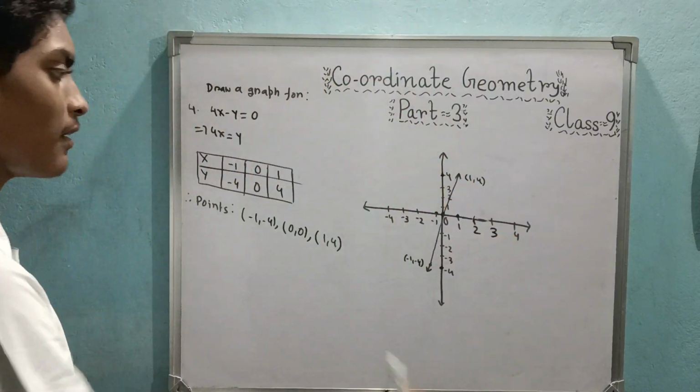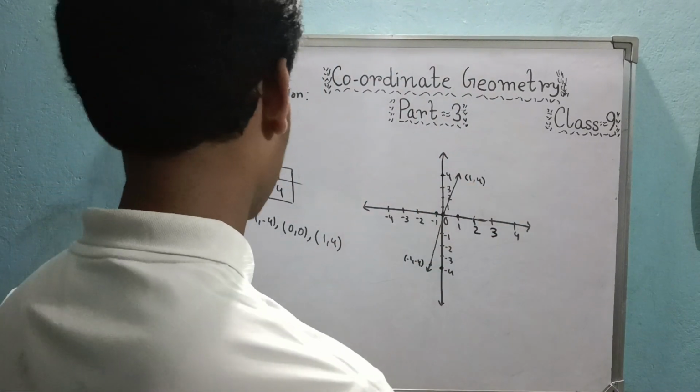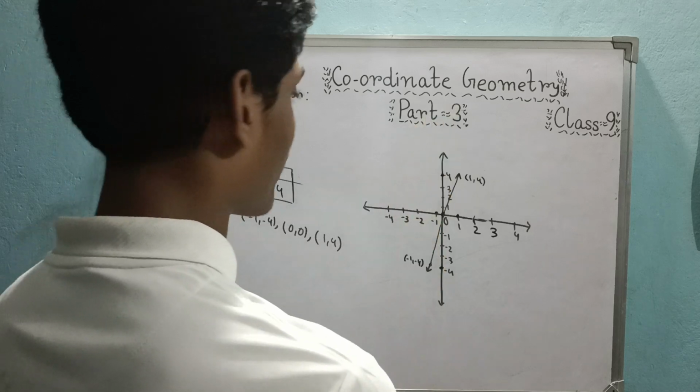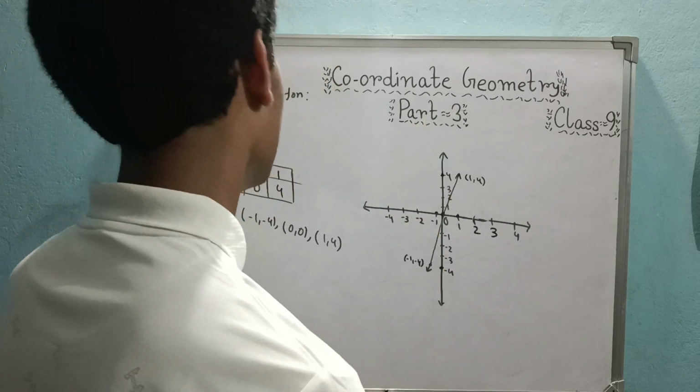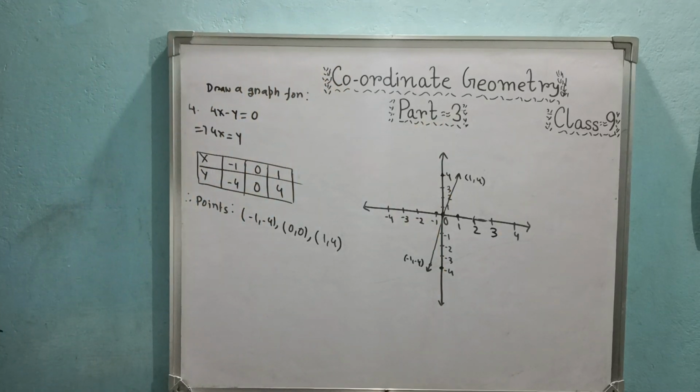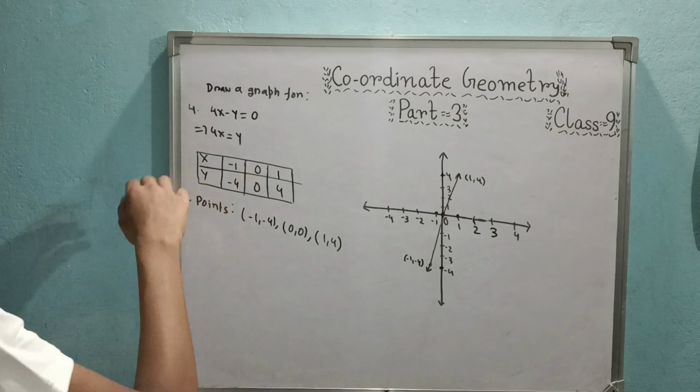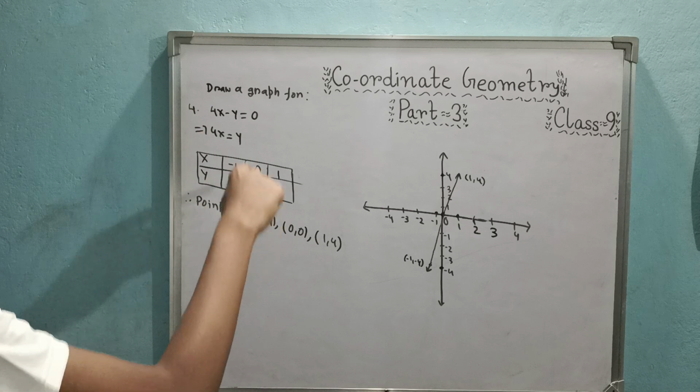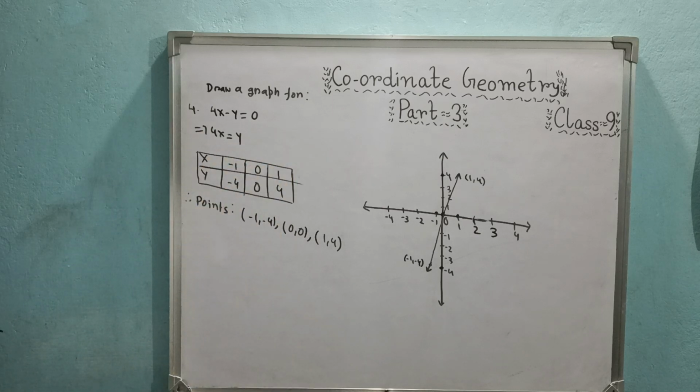3 points are there: -1, -4, 0, 0, 1 comma 4. Plot them, you join them, that's a straight line. This line is the graph. Again, what's the difficulty? 4x minus y equal to 0, which is 4x equal to y. Take 3 values for x, you will get the respective values of y, the 3 coordinates. Plot them on the graph, join them by a straight line. That line is the graph. Easy.